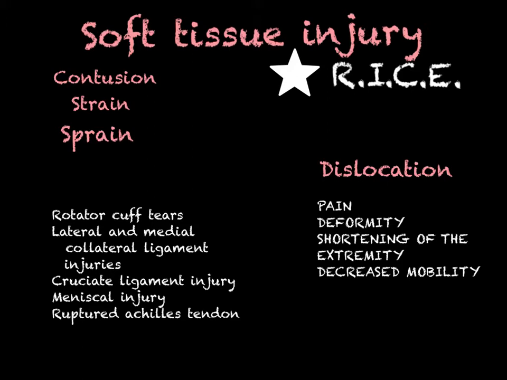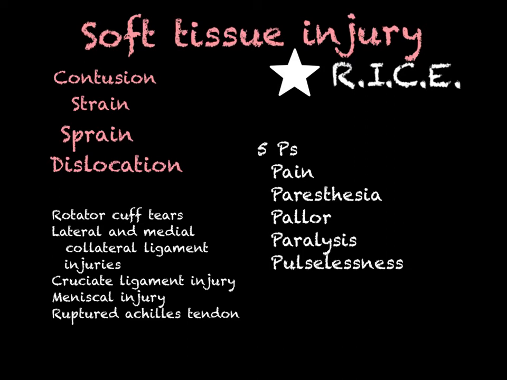After the reduction, if this person is casted, or even if they're in a brace, the most important assessment we're going to do, remember, there are blood vessels and nerves that could have gotten trapped with this dislocation. So we're going to do neurovascular checks. And we're going to talk about neurovascular checks now, and we're going to talk about them again with fractures.